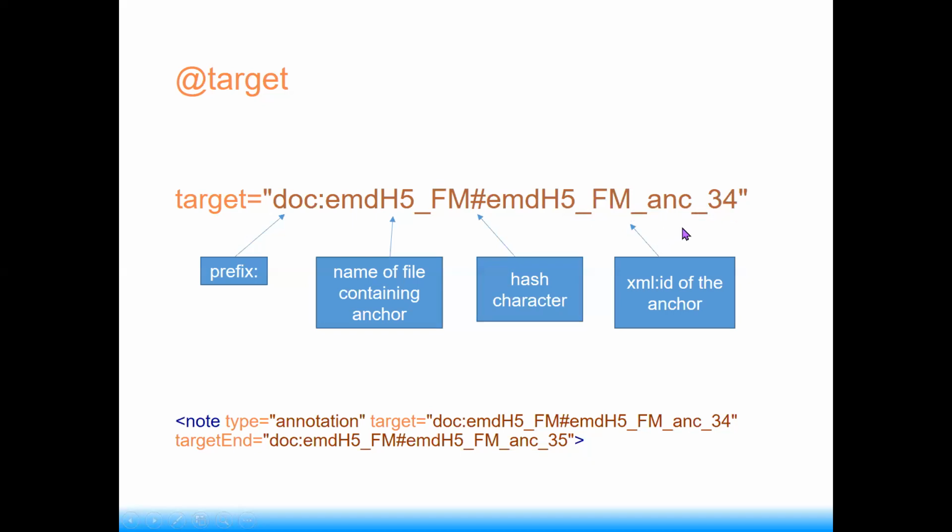It looks redundant, but it isn't. Remember that each of those anchors has to be unique across the project. We make sure they're unique by using the name of the file as part of the XML ID of the anchor. And so yes, we are repeating EMD H5_FM, but that is the only way that we have any hope of creating unique XML IDs across a project that could potentially have 2,500 plays someday. So we're planning for a massive scale.